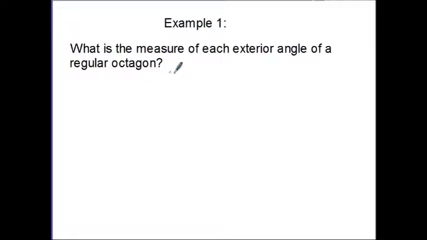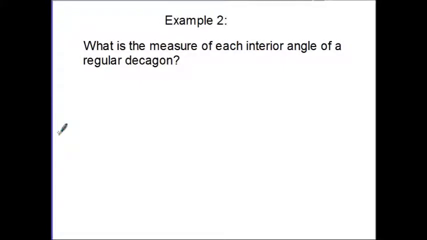Example 1. What's the measure of each exterior angle of a regular octagon? A regular octagon has 8 sides, and we're talking exterior angle. The sum of the exterior is 360. If it's regular, it means each one's equal, so we divide it by the number of sides, 8. 360 divided by 8 is going to give us 45.